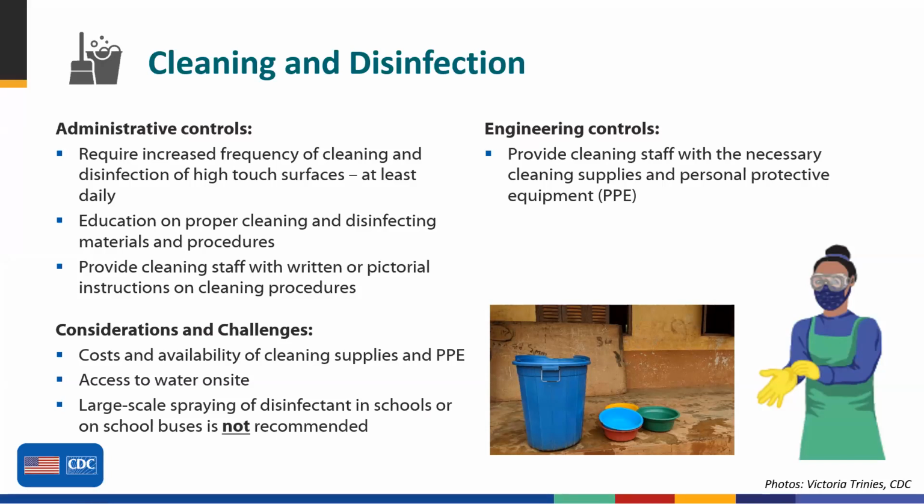Engineering controls for cleaning include ensuring that cleaners have proper PPE. In the context of schools, this means at least masks and also rubber gloves, heavy aprons, and closed-toed shoes if they are available, as well as eye protection if the cleaners are dealing with chlorine or other chemicals. Considerations for cleaning include the cost and availability of cleaning supplies and access to sufficient water. If water is not available on site, schools should try to invest in simple water storage containers like the one shown here.